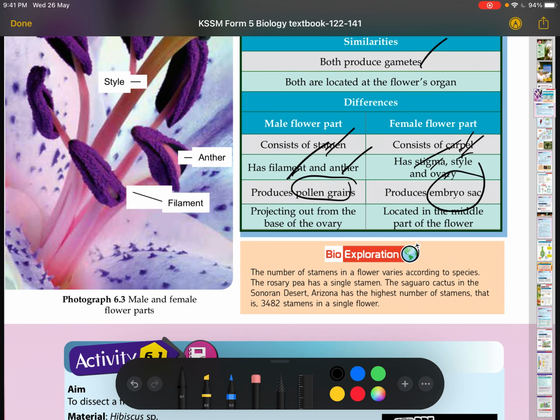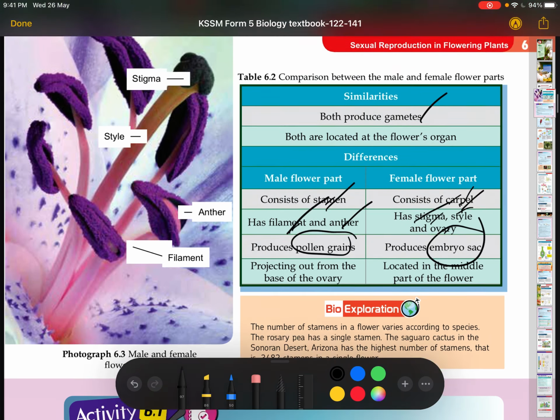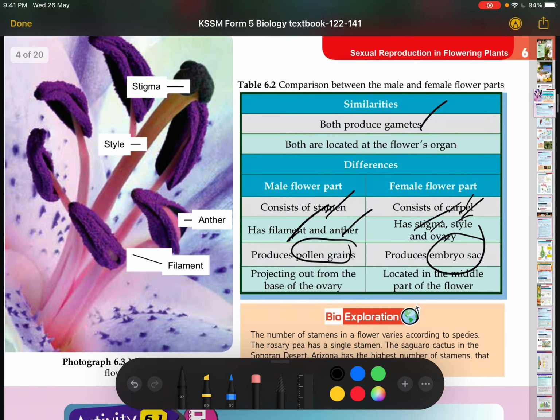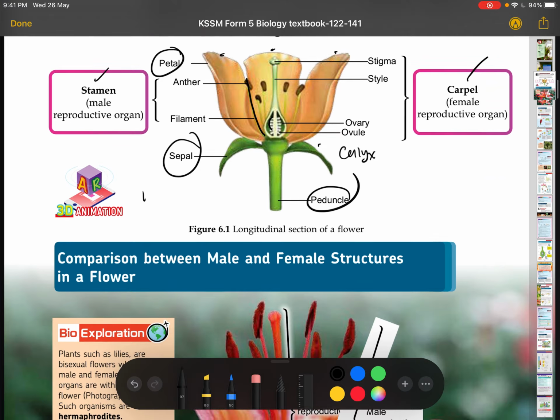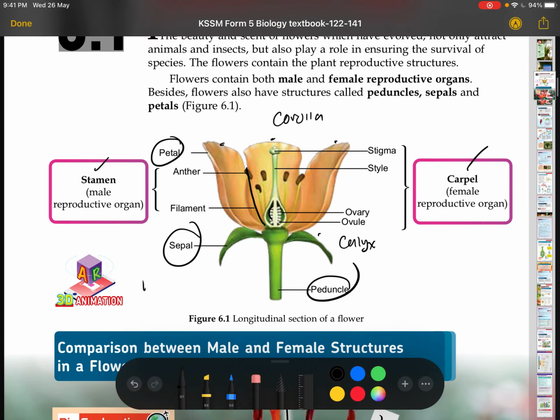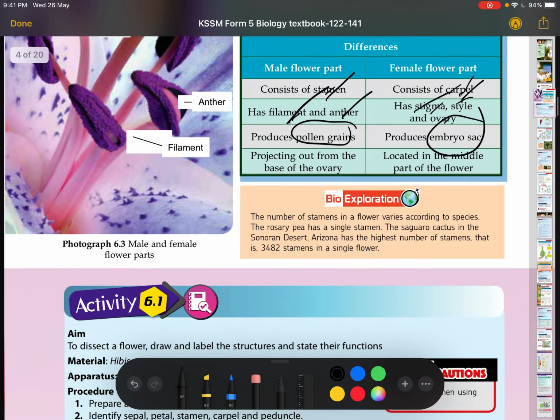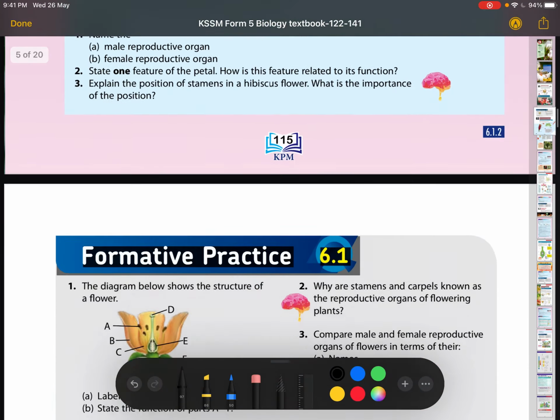And how about where they are? So the male flower part is projecting out from the base of the ovary. So you see this is the ovary, right? It goes outwards like that. While for the ovule, it is in the middle of the whole flower, inside the ovary, the middle part of the flower.